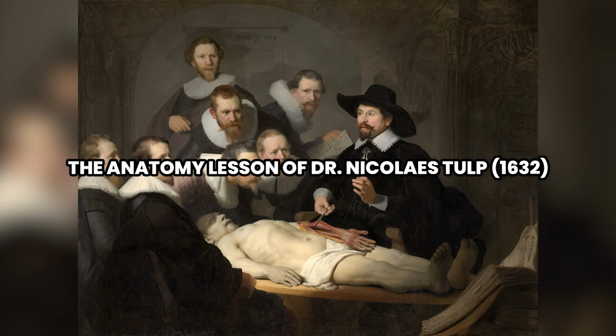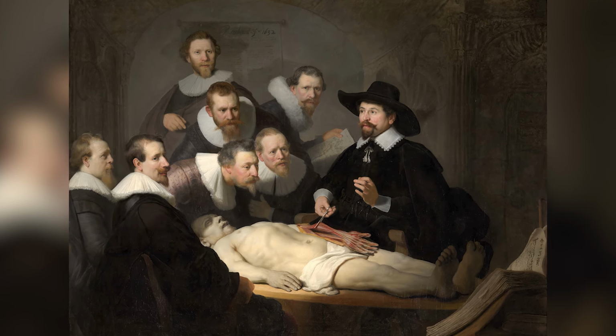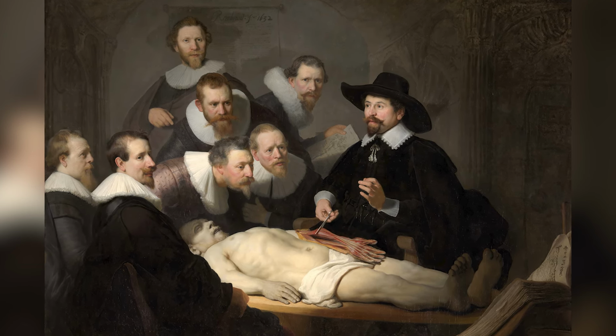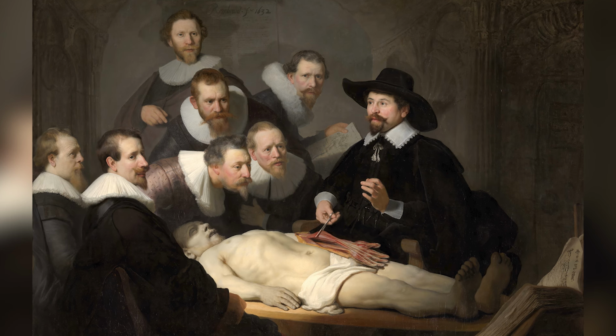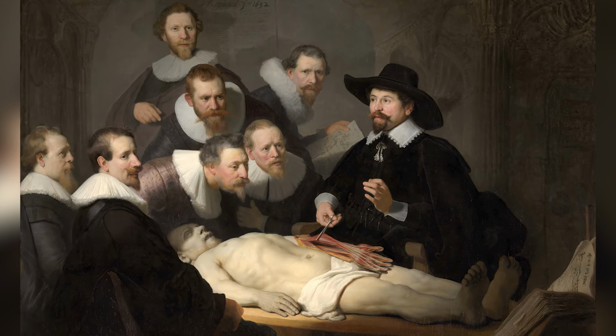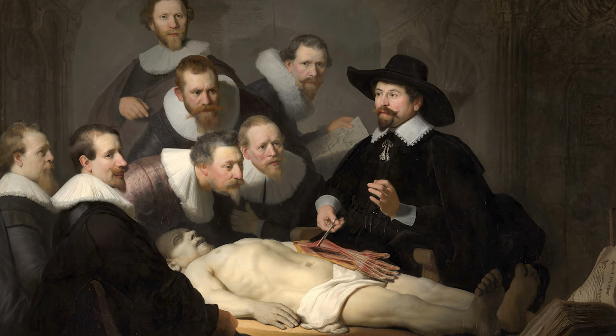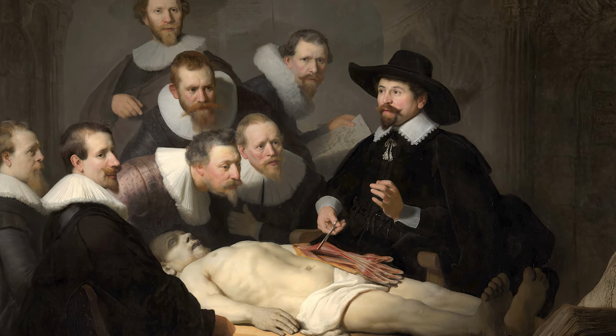Number 2. The Anatomy Lesson of Dr. Nicolaes Tulp, 1632. The Anatomy Lesson of Dr. Nicolaes Tulp, 1632, was the work that catapulted Rembrandt to fame in Amsterdam. The painting depicts a public anatomy class, in which Dr. Tulp demonstrates the muscles of a cadaver's arm to a group of surgeons.